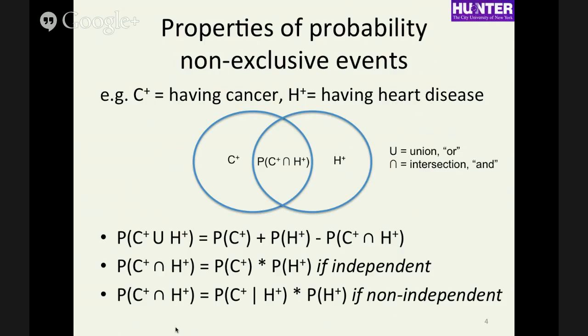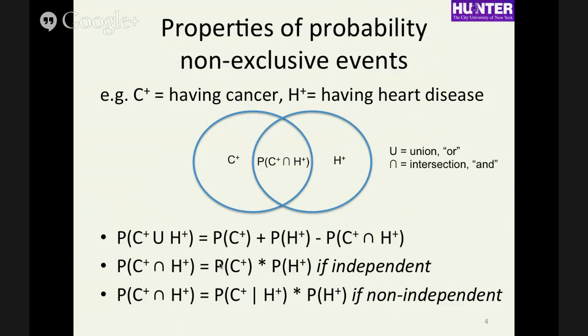If they're not independent, then you have to replace this statement here. Instead of just probability of cancer times the probability of heart disease, you can replace it with probability of cancer conditionally on having heart disease times the probability of having heart disease. So that non-independence just means that this conditional probability doesn't simplify into this marginal probability.